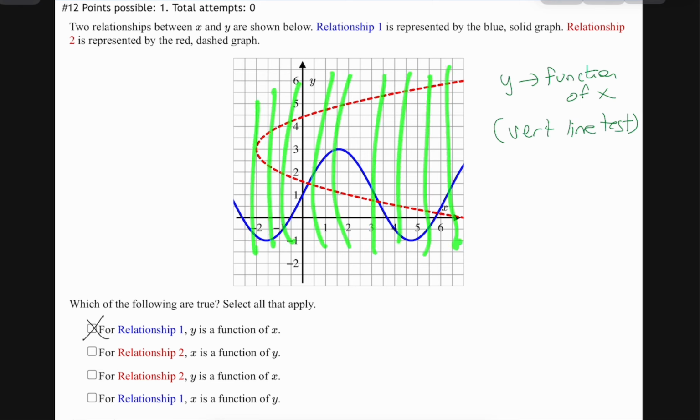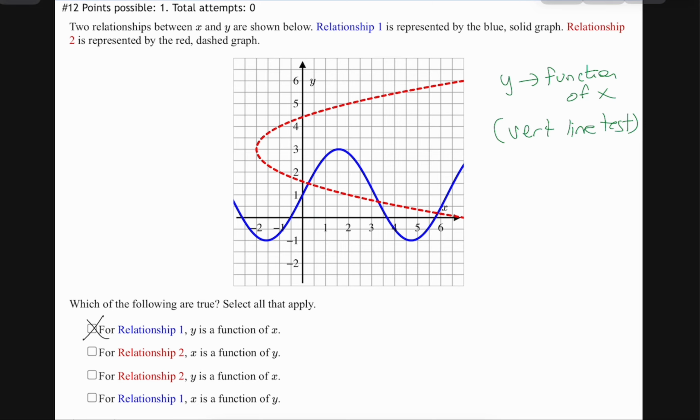Okay, let's look at those vertical lines again. If we can even find one that hits the graph in more than one spot, like look at this one. You see how it hits it twice? That is not a function of x. So this one here, relationship 2, y is a function of x, out. That doesn't work. Okay. Now let's go the opposite way. Is x a function of y? That needs to pass the horizontal line test.